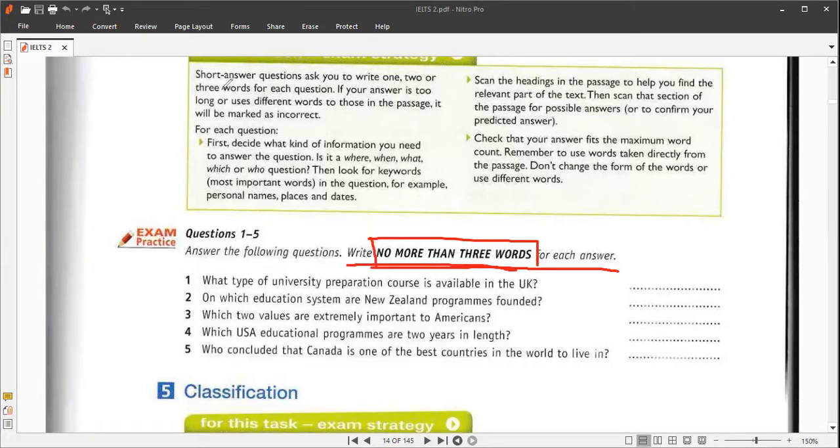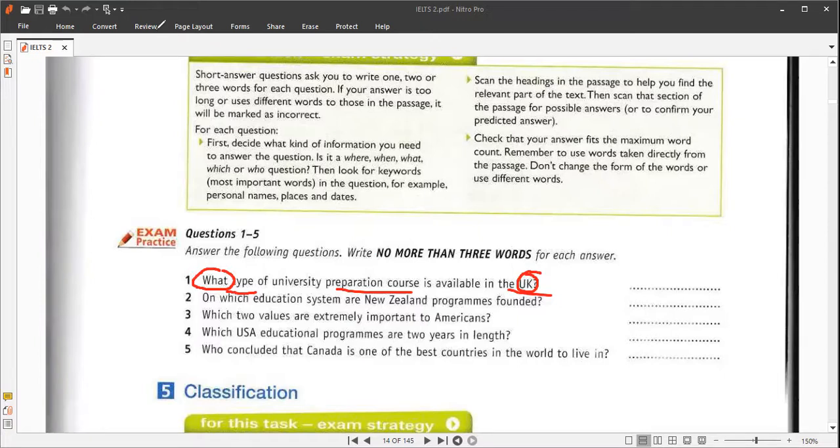Remember, this is a short answer question, and for short answer questions you will mostly use the scanning technique, because you will be asked about some details, some specific information. Okay, now let's start with question number 1. When you're asked about specific, detailed information, look for the keyword. The question word is what. What type of university preparation course in the UK? So you understand now that you have to look for the information in the UK section.